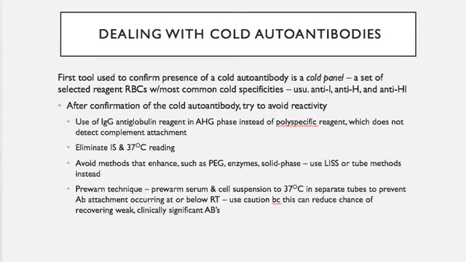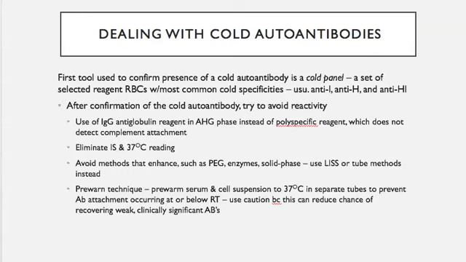Okay, dealing with cold autoantibodies. One of the first tools that we can use to confirm the presence of a cold autoantibody is doing a cold panel. We've got a set of selected reagent red cells with our most common cold specificities. That's usually going to be anti-big I, anti-H, and anti-HI.